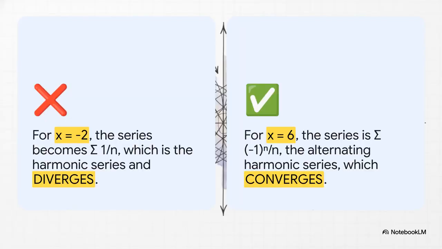And now for the moment of truth, step 3. This is exactly why it's so important. We test the left endpoint, x equals -2. When we plug that in, the series turns into the good old harmonic series, which every calculus student knows diverges. Then we test the right endpoint, x equals 6. That one turns into the alternating harmonic series, which converges. See? The two endpoints do completely different things.